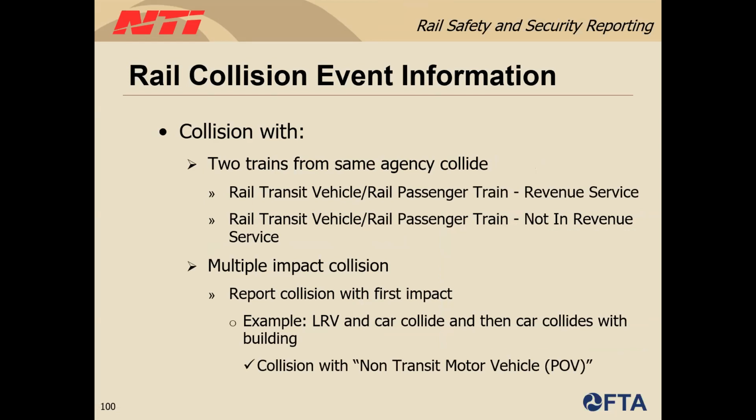A collision with a transit vehicle is used when 2 transit vehicles from your agency collide. Choose the appropriate collision with, depending upon if the train was in or not in service. In a multiple impact collision scenario, report the collision with as the first object or vehicle that was impacted. For example, a train collides with a car, and then the car goes on to hit a building. The collision with selection would be non-transit motor vehicle, and you would include the damages to the building within your damage criteria, and indicate that the building was struck in your event description.